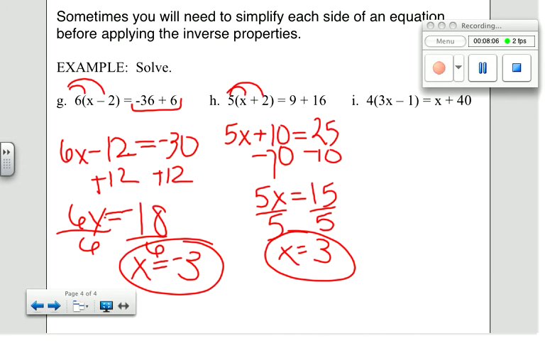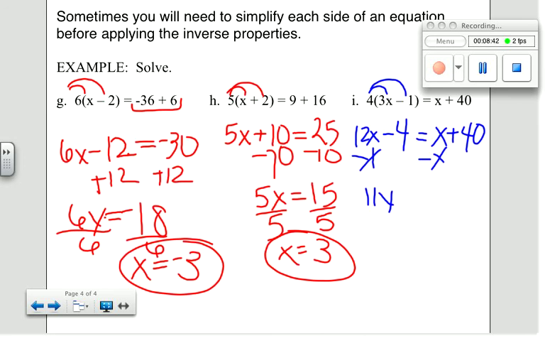Now the last one is a combination of distribution and simplifying. And then you should note that you have x's on both sides of your equal sign. So I've got to get those on the same side. So distribute first. 4 times 3x is 12x. 4 times 1 is minus 4 equals x plus 40. So if you didn't do any distribution to it, just bring it down. Then you're going to combine terms on the same side. So I'm going to subtract x from both sides.